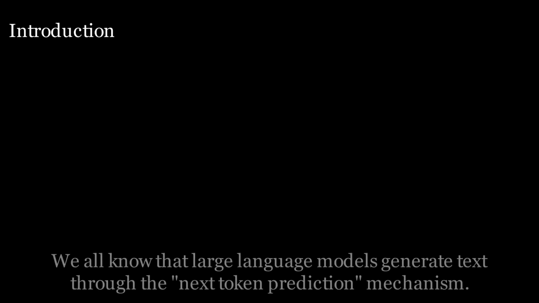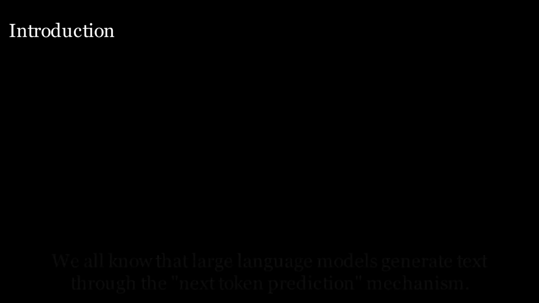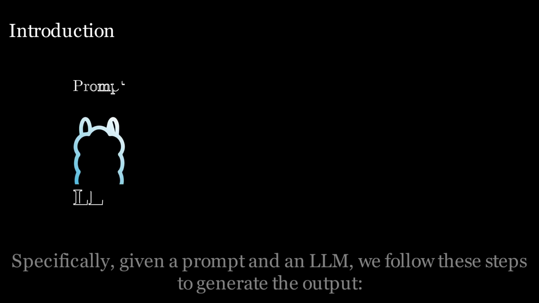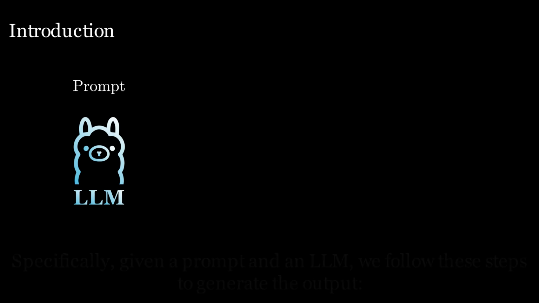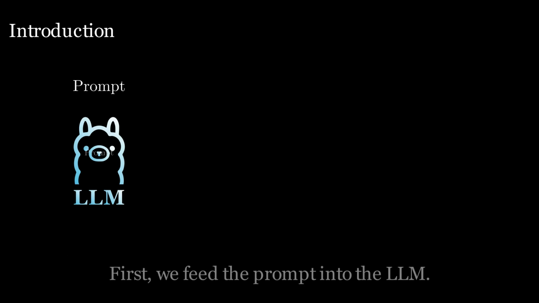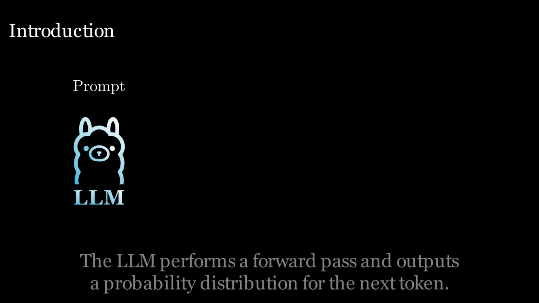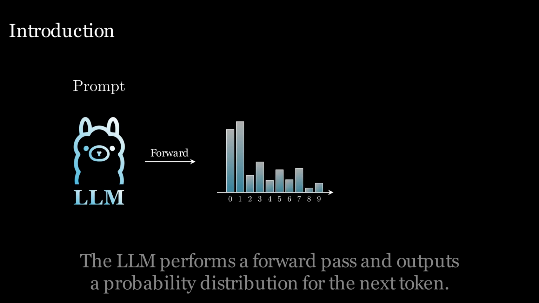We all know that large language models generate text through the next token prediction mechanism. Specifically, given a prompt and an LLM, we follow these steps to generate the output. First, we feed the prompt into the LLM. The LLM performs a forward pass and outputs a probability distribution for the next token.